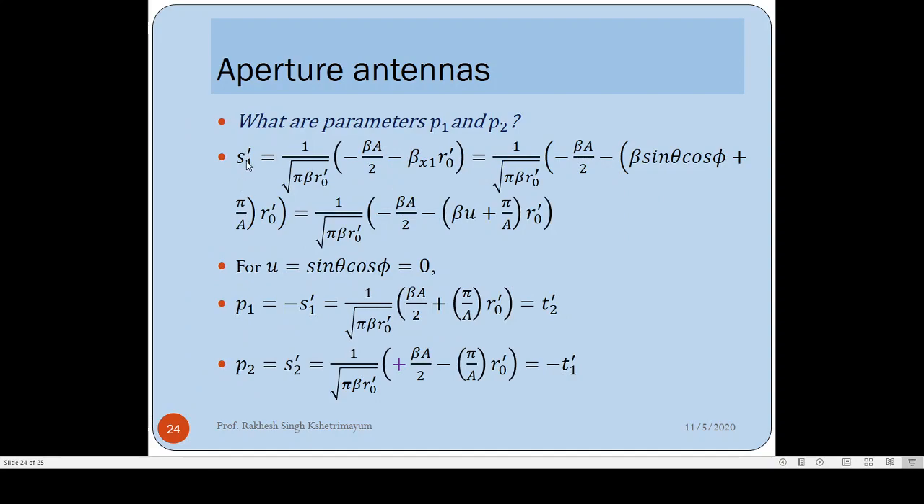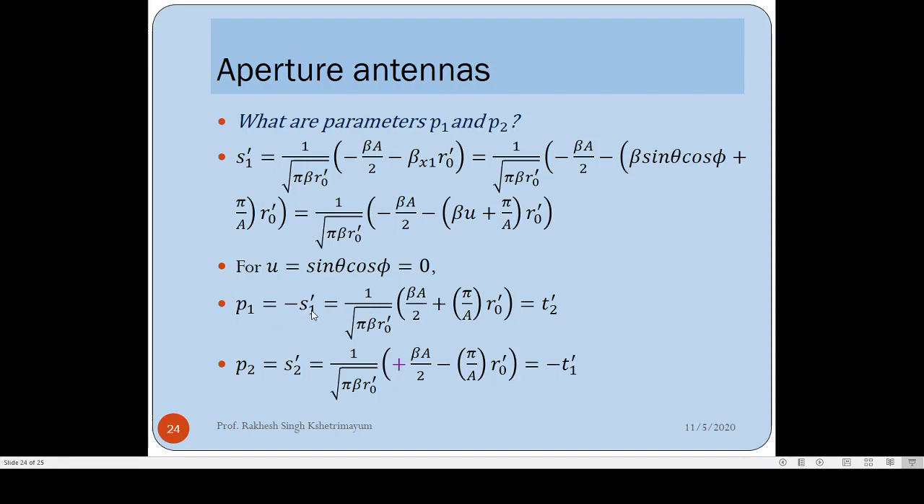P1 can be found from S1 dash. S1 dash is 1 by pi beta r naught dash, 1 minus beta a by 2 minus beta x1 r naught dash. You plug in beta x1 as beta sine theta cos pi, which is beta x plus pi by a, and denote sine theta cos pi by u. You put u equal to 0, then you get P1.